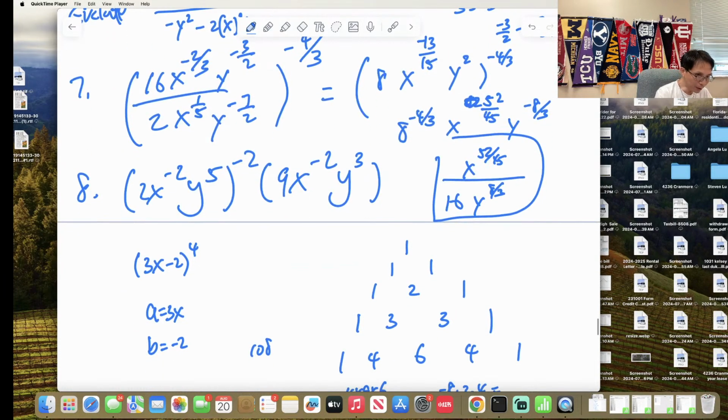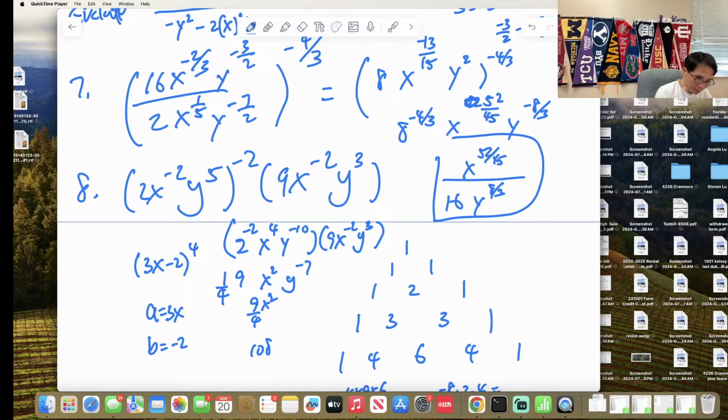So for this particular question, it's just going to be 2 to the negative 2, x to the 4th, y to the negative 10. Is that okay so far? And that's going to be 9x to the negative 2, y to the 3. Now, this one's going to be x squared, y to the negative 7, and 2 to the negative 2 is going to be 1 over 4, and this is going to be 9. So it'll be 9 over 4, x squared, y to the 7.